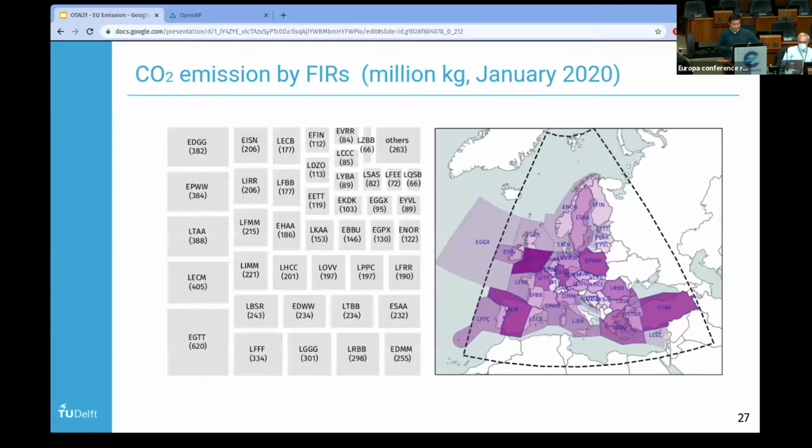We could also do aggregation by FIR, right? So we have the FIR information. Again, thanks to the Traffic library, we can very easily bin it by FIR. And you can see the top emitters here. Those are the top emitters simply because there are more flights flying over these regions. And this is for January of 2020.